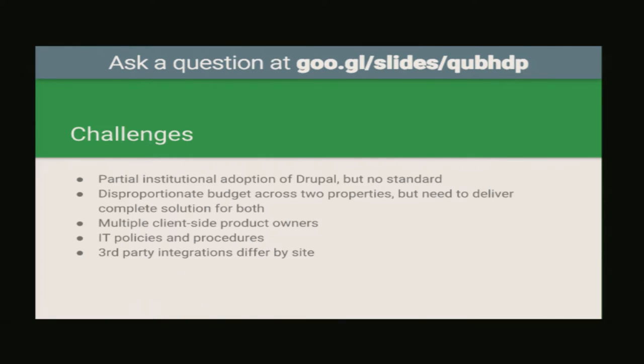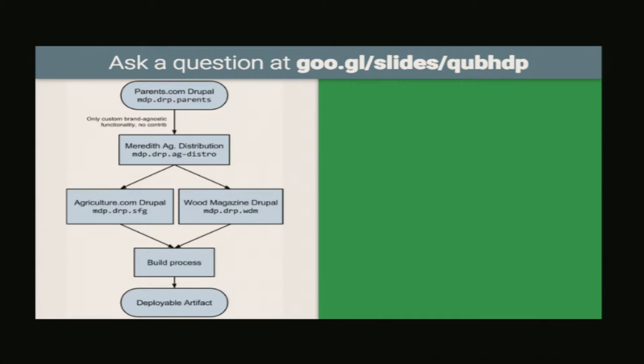The third piece is just different third-party integrations. On Ag, we need commodities data, we need weather. Wood Magazine doesn't need that. They need more of an e-commerce integration and things of that nature. So recognizing that right off the bat, and what those differences would be, was important.